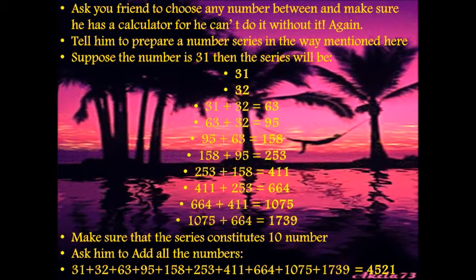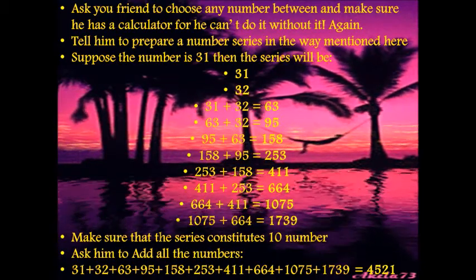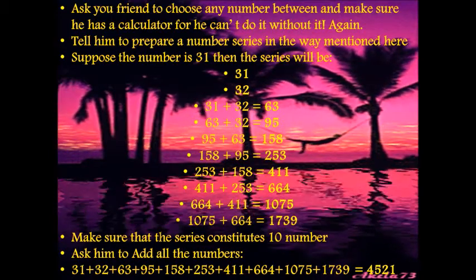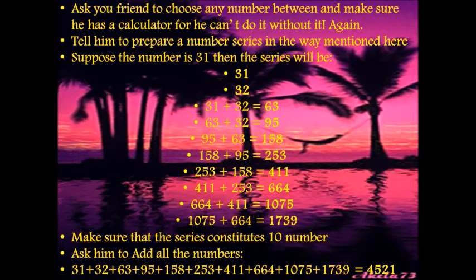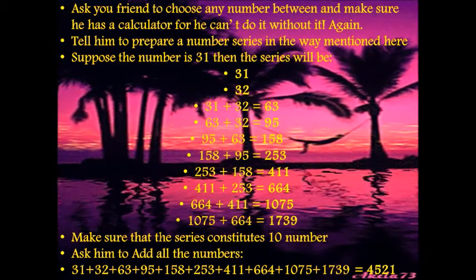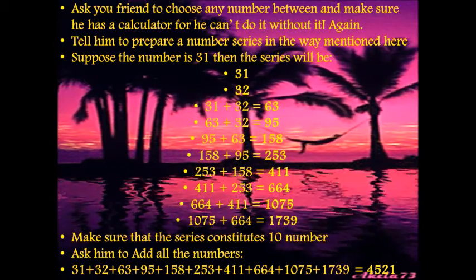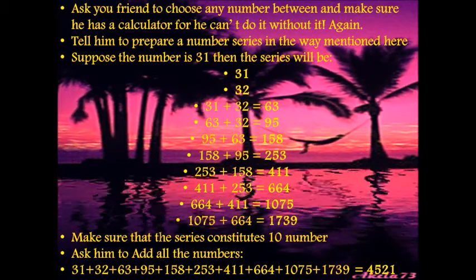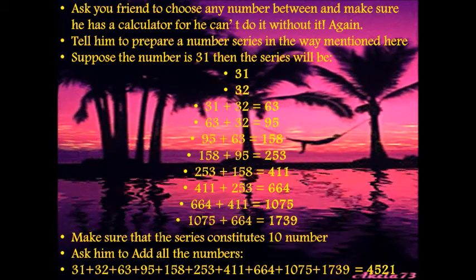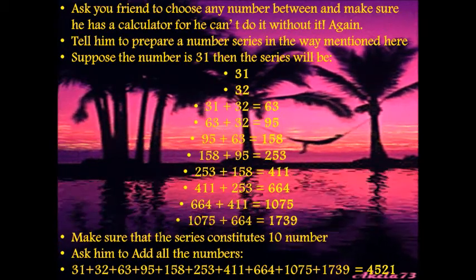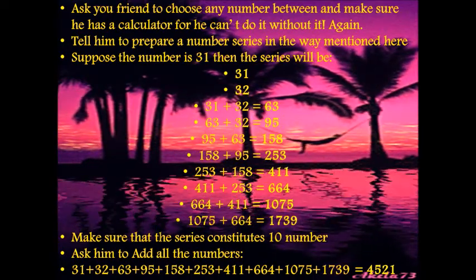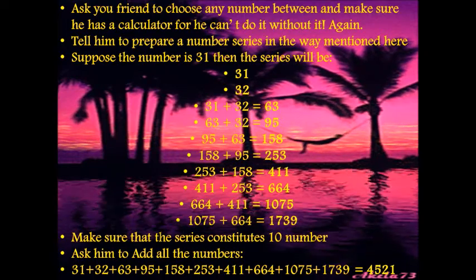So at last, if the number chosen is 31, the series will be 31, 32, 63, 95, 158, 253, 411, 664, 1075, 1739. Make sure that the series constitutes 10 numbers. Ask him to add all the numbers, that's 31 plus 32 plus 63 plus 95 plus 158 plus 253, and so on. When you add all these 10 numbers, you will get 4,521. So let's move to the next page.